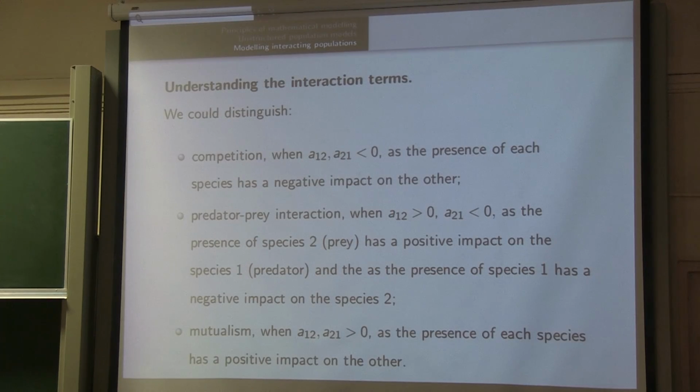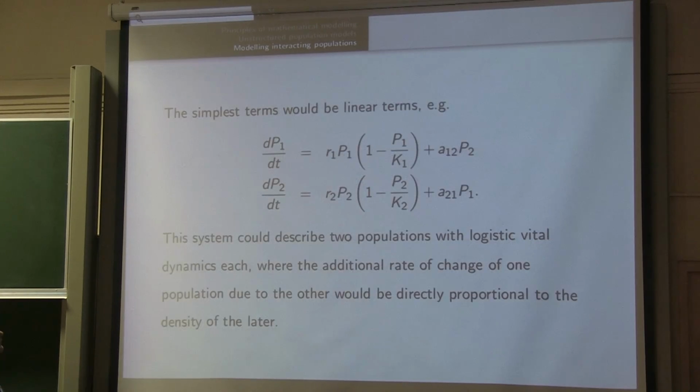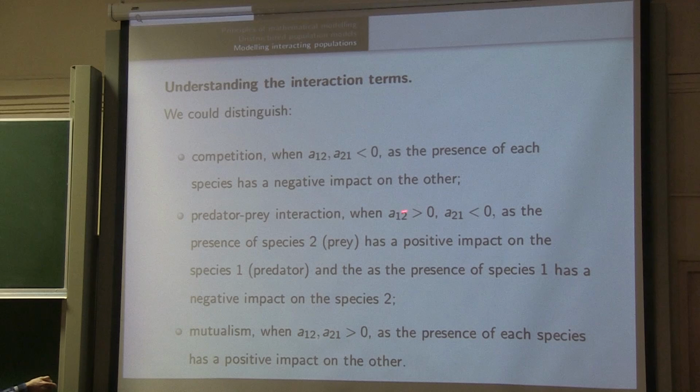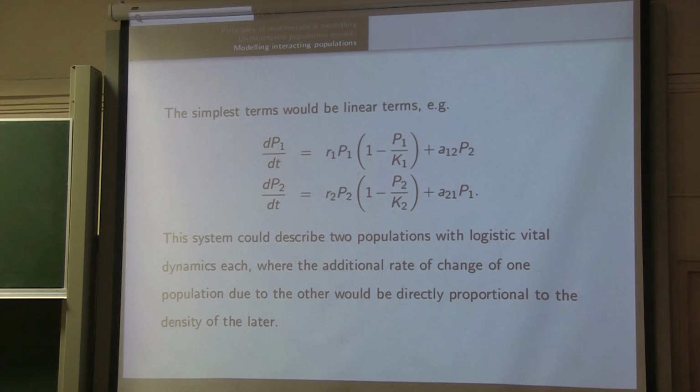As I said earlier, we have 3 typical types of interactions in systems of 2-by-2 equations, describing interaction between 2 populations. If both coefficients A12 and A21 are negative, then it is clear that P1 has a negative influence on P2 and P2 has a negative influence on P1, and therefore we have a competition between 2 species. So it's a competitive system. If one of the coefficients is positive and the other is negative, then what?